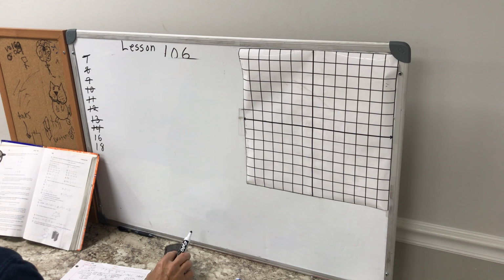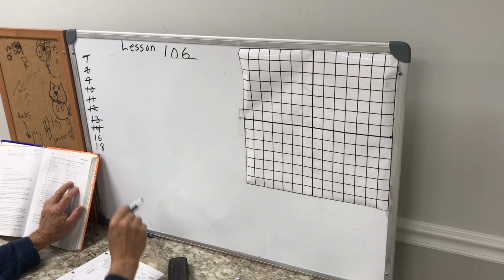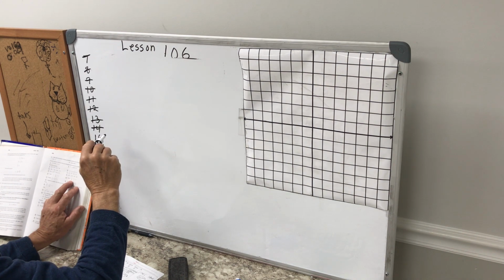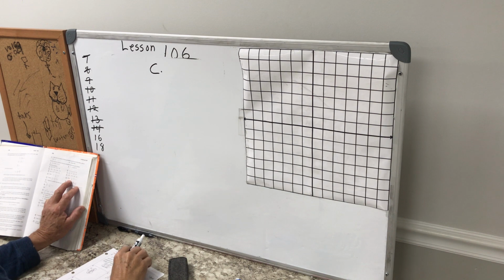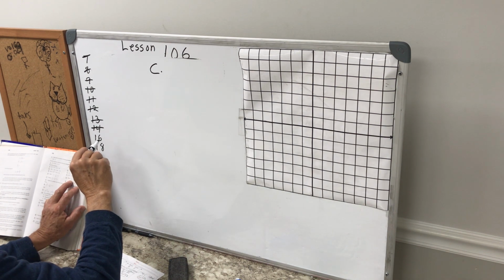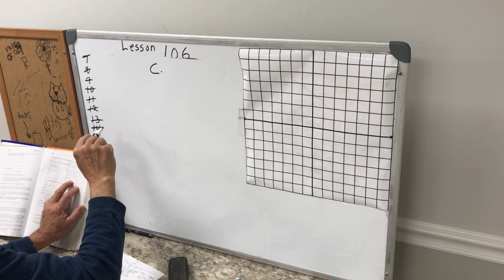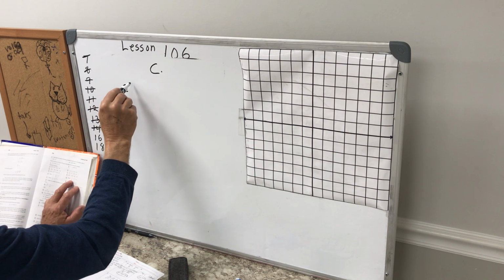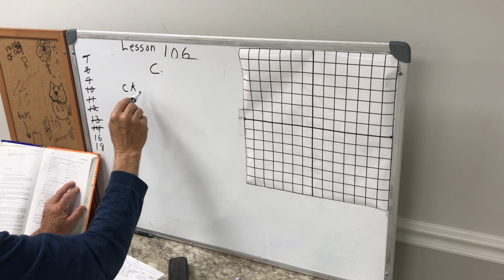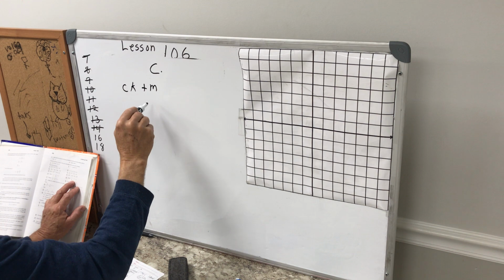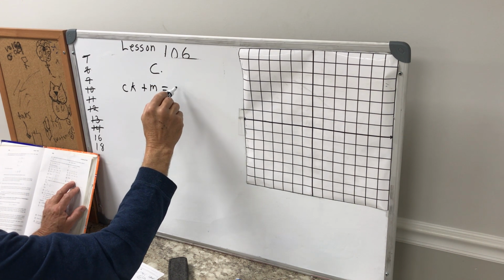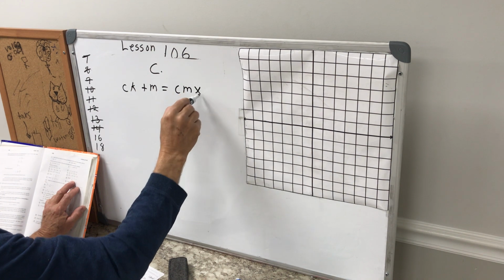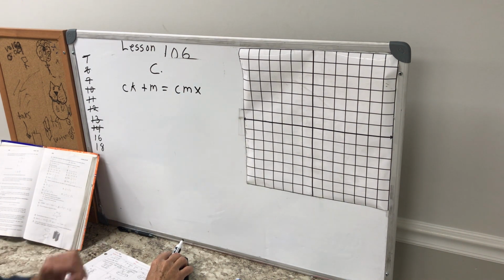All right, now we have two more, 16 and 18. We're leaving those to do something different. We have a common denominator. Oh, it says find C. Always put that at the top so that we have it. Find C. The MC is your common denominator, so I have a CK on the left plus M equals MC or CMX.